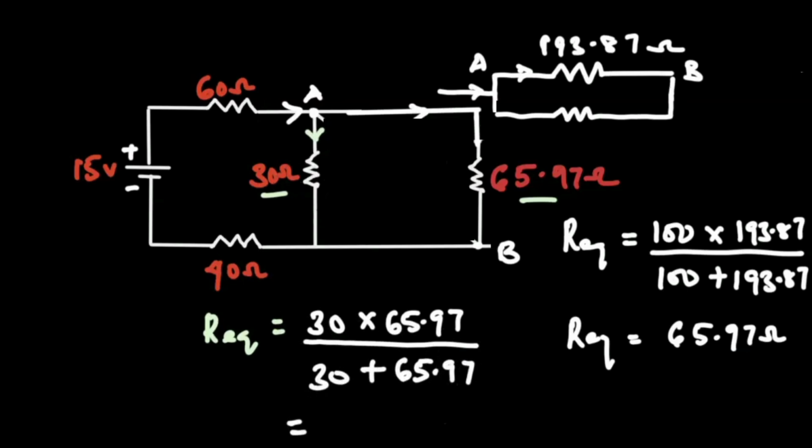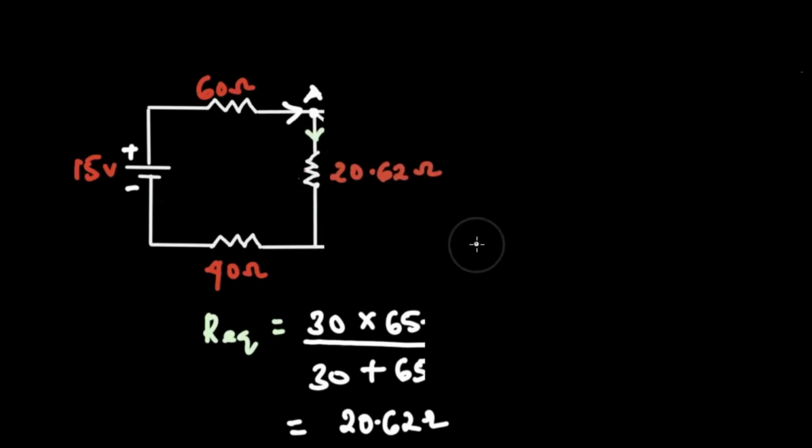And what are we going to have? We're going to have 20.62 ohms. So the next thing for us to do is to redraw the circuit. We're going to have an equivalent resistance of 20.62 ohms, replacing 30 ohms and 65.97 ohms. Alright, so after all the simplifications, we are down to 3 resistors. Alright, and we're looking for equivalent resistance.